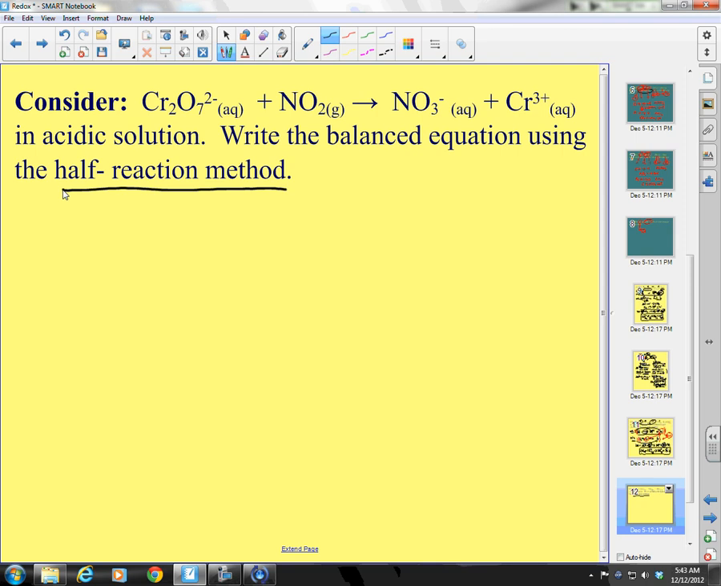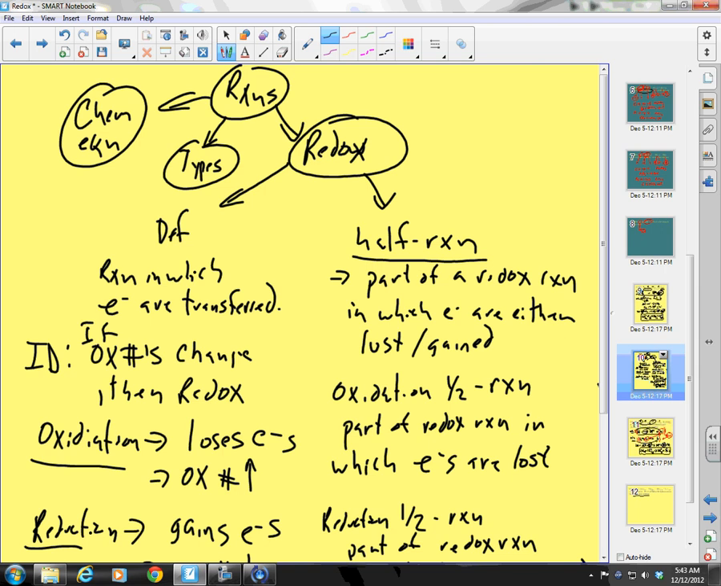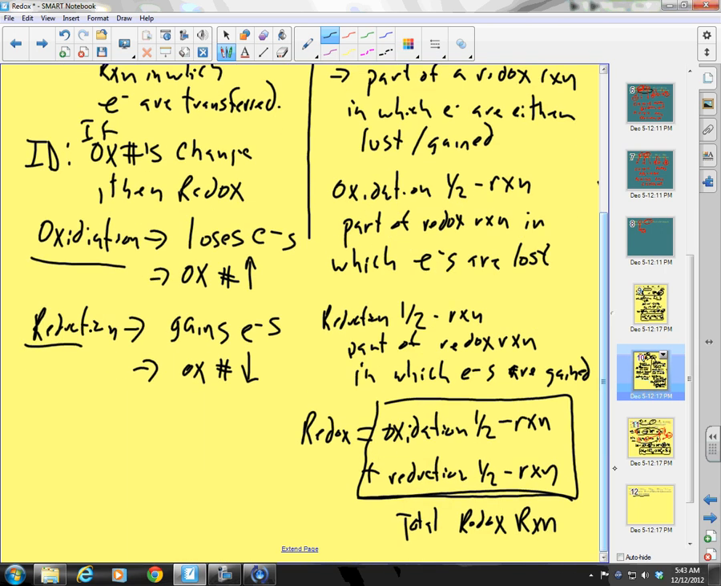Okay. Well, this is one thing we want to add here. We want to come down here and we want to talk about a very powerful tool.